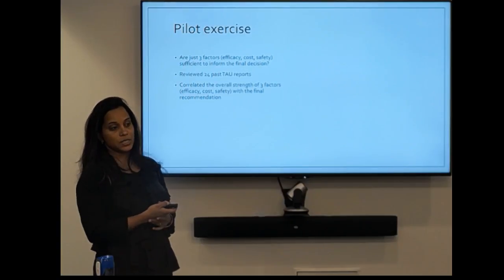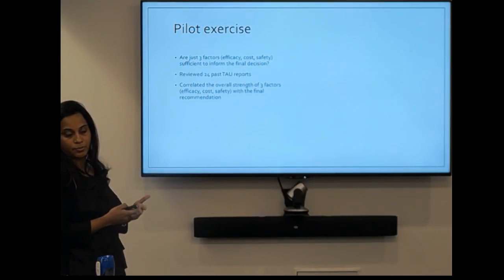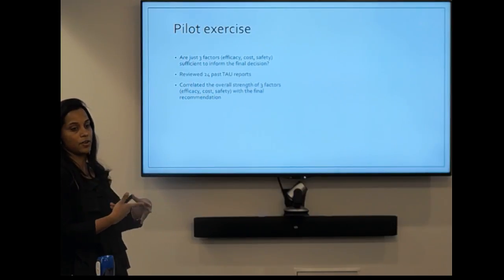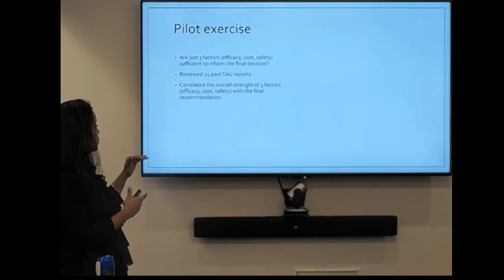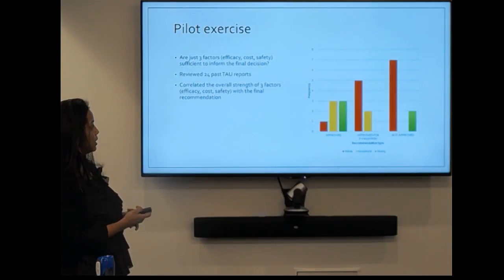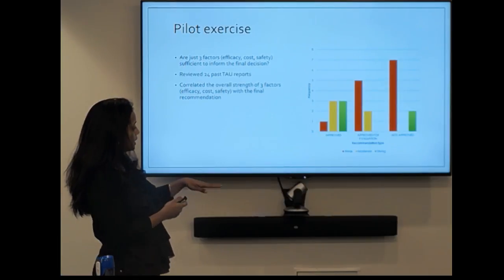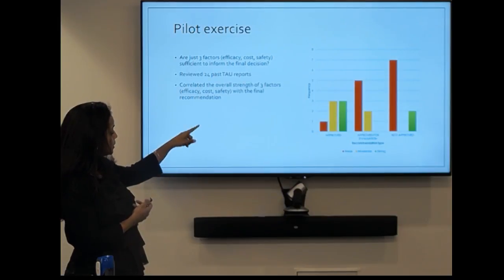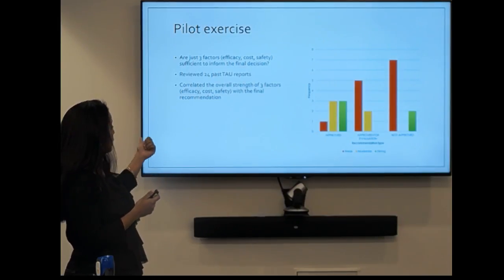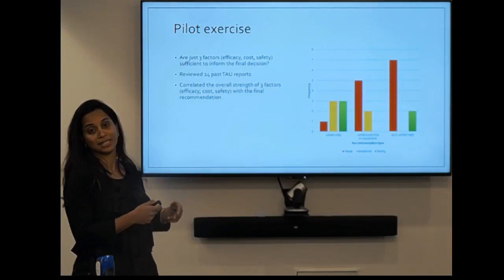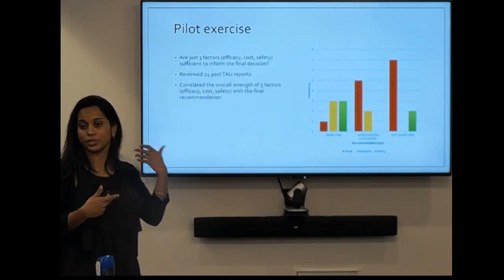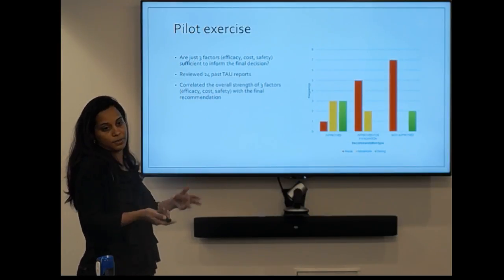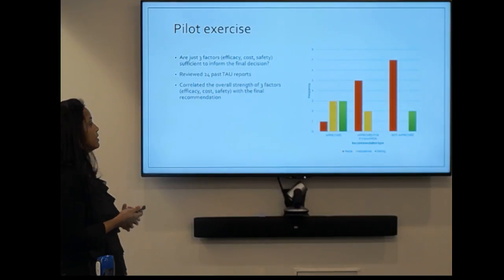So what we did was we reviewed 24 of our reports and we tried to correlate the overall strength. We created this composite measure of our three factors and we correlated this overall strength with the final recommendation. So on the x-axis you have the three types of recommendations that we make, and the colors are the overall strength of efficacy, cost, and safety. If it's red, it means that those three factors were really weak and did not favor approval of the technology. And when it's green, it's the opposite. That means all three were really good and favored the technology.